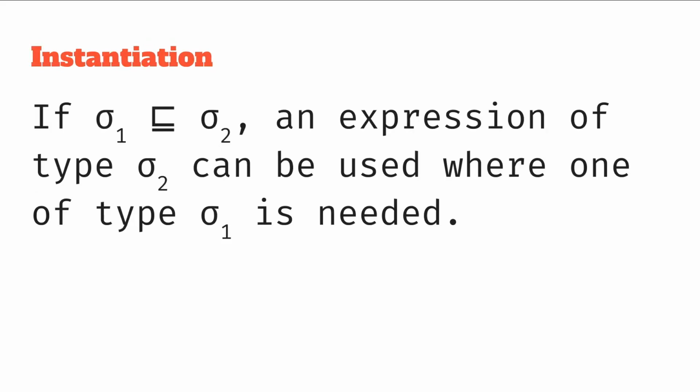In some of those previous videos in the wider series, we've looked at instantiation, which is where, if we have some polytype sigma 1, which is more general than some polytype sigma 2, an expression of type sigma 2 can be used where one of type sigma 1 is needed.